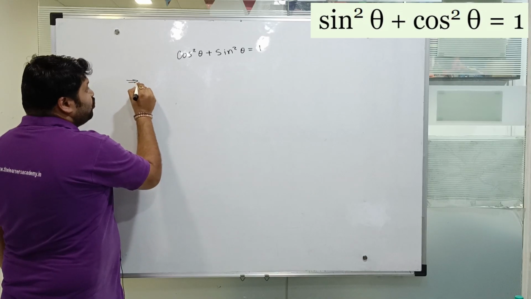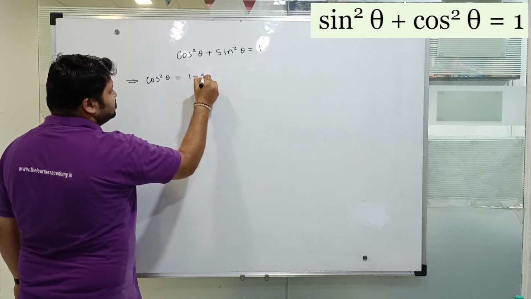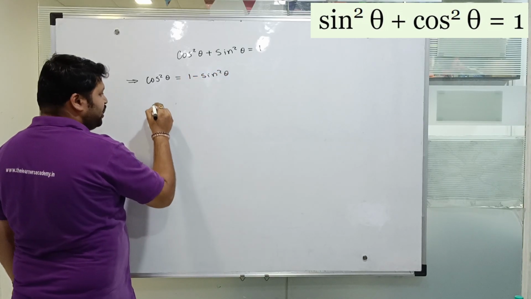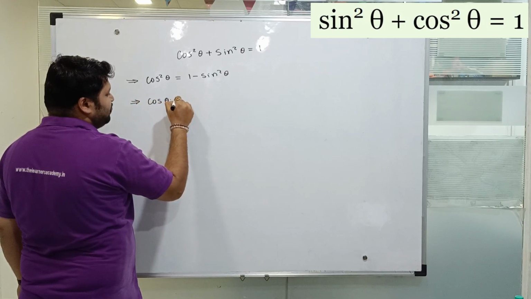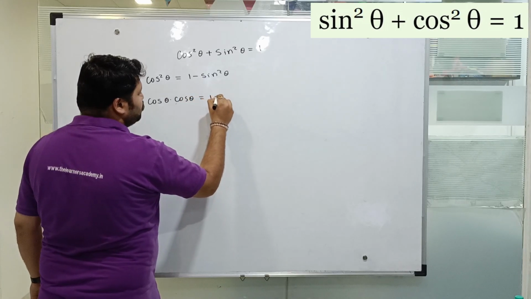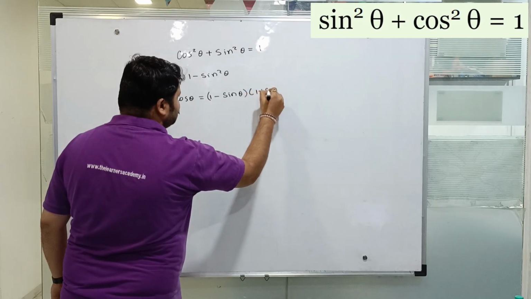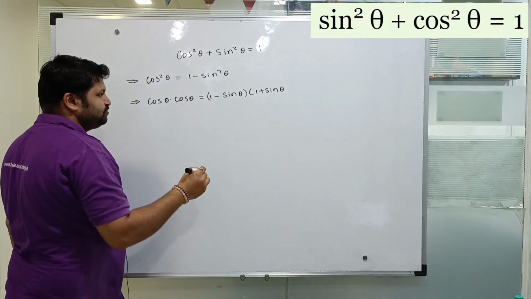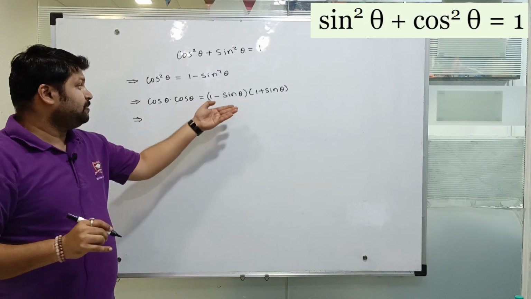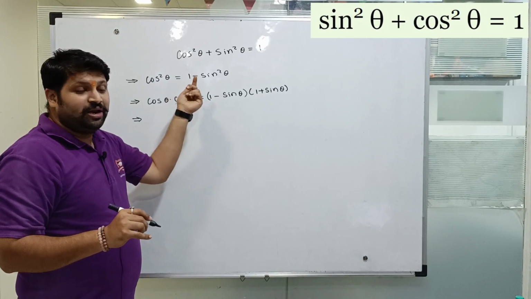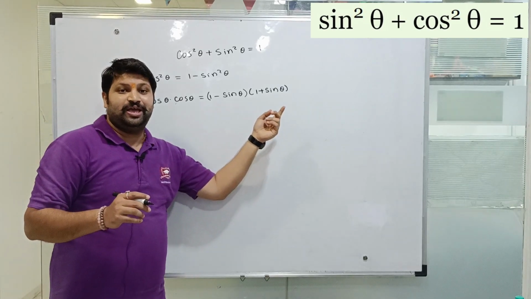Now, this identity can also be written as cos square theta is equal to 1 minus sin square theta, or I can say cos theta multiplied by cos theta is equal to 1 minus sin theta multiplied by 1 plus sin theta. Now how did this come? It's a square minus b square, so by factorization, it would be a minus b multiplied by a plus b.